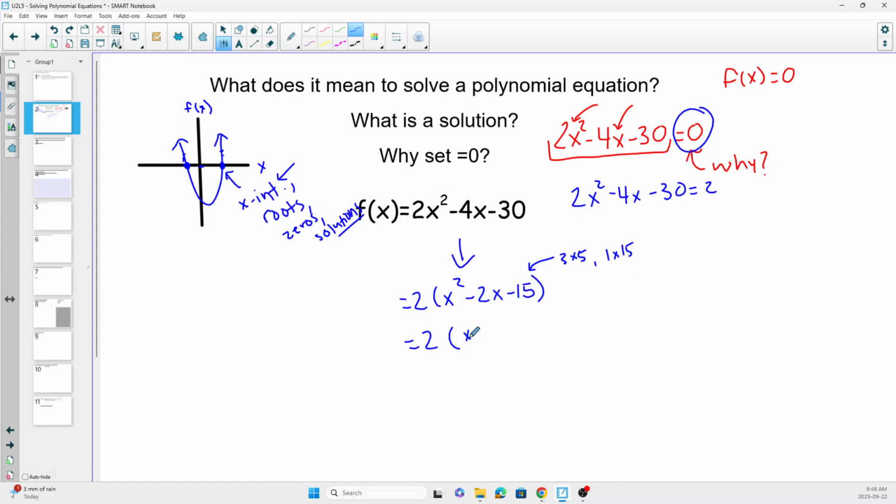So I'm going to go, okay, I know that it's going to be a 3, and I know it's going to be a 5, and I know that one of them has to be a negative because they multiply to a negative. So which one? Well, the 5 would have to be negative because negative 5 plus 3 would result in this negative 2.